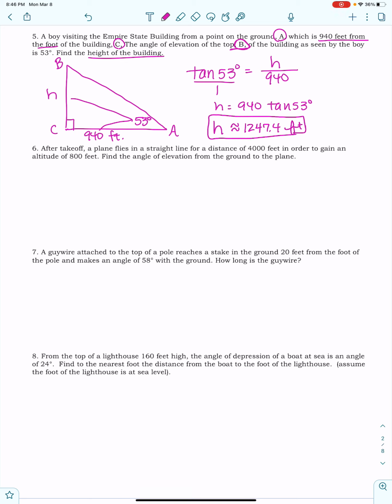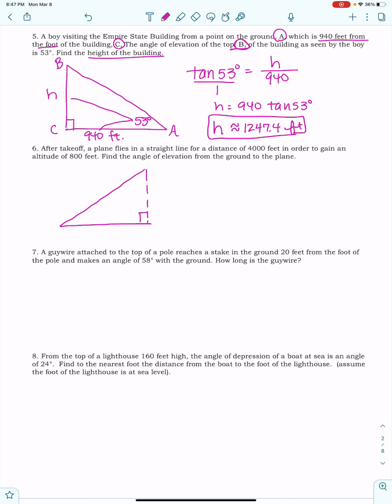Okay. On number 6, we have, after takeoff, a plane flies in a straight line for a distance of 400 feet in order to gain an altitude of 800 feet. Find the angle of elevation from the ground to the plane. Okay, so these can get tricky because we have two kinds of distance. We have the distance the plane is covering this way as it ascends into the air, but we also have ground distance, which is along the ground, parallel to the ground. And then, of course, on this one, we have also been given this value.